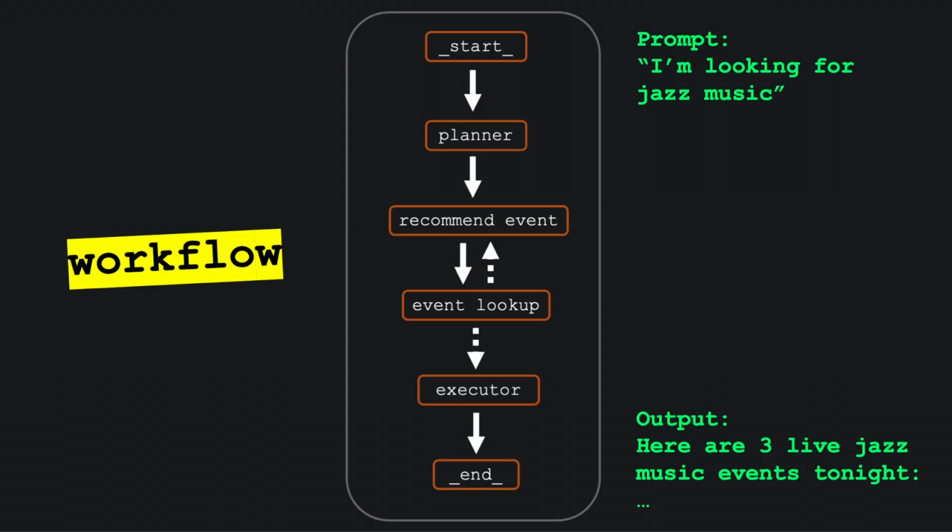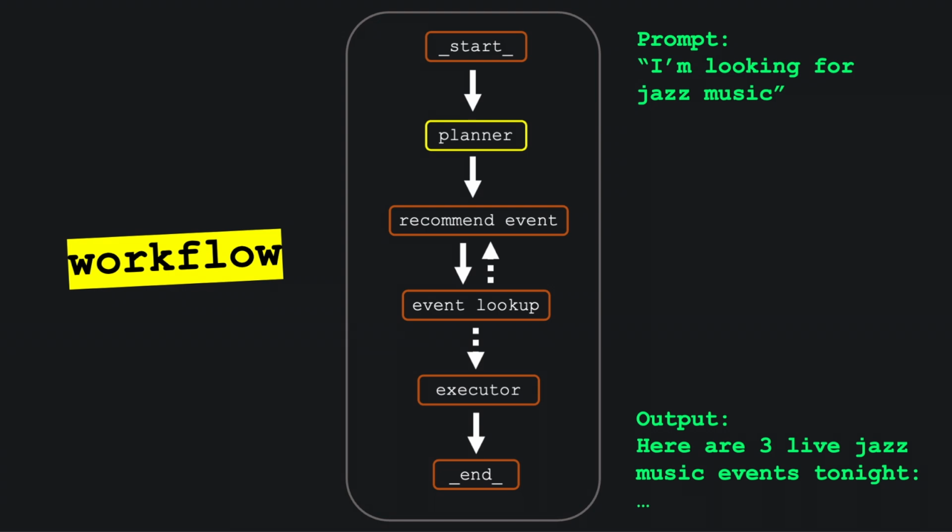The goal of this tutorial is simple. The user describes their musical preferences, and our AI agent creates a tailored plan to find 3 live music events that match these interests. This diagram visually represents how the agent systematically moves from planning and recommending events to verifying event details, and finally, delivering a concise and informative set of recommendations.